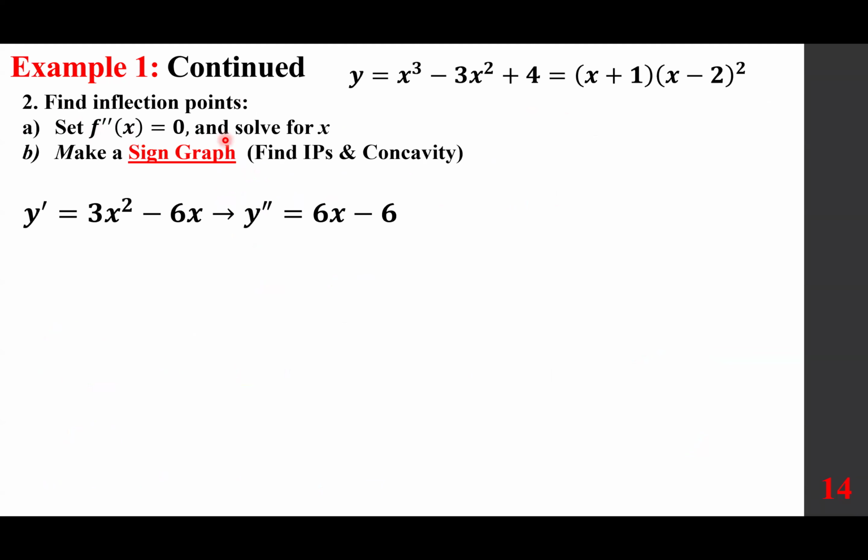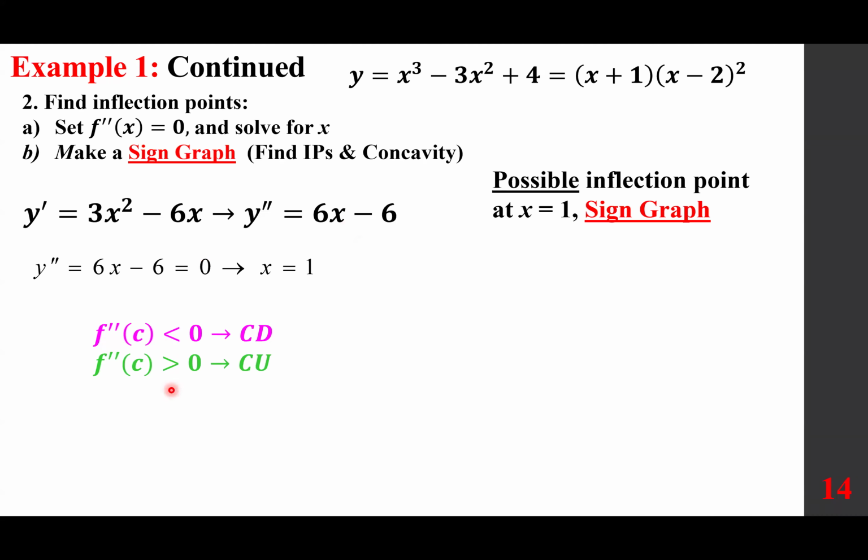Set f double prime equals 0 and solve for x, make a sign graph. We already have y prime. We already have y double prime also from the previous page, so we don't need to do it again. Set this equal to 0, and x becomes 1. Now we are going to do a sign graph because we remember when f double prime is negative, it is concave down. When it's positive, it is concave up. And a possible inflection point occurs at whatever this x is, x equals 1.